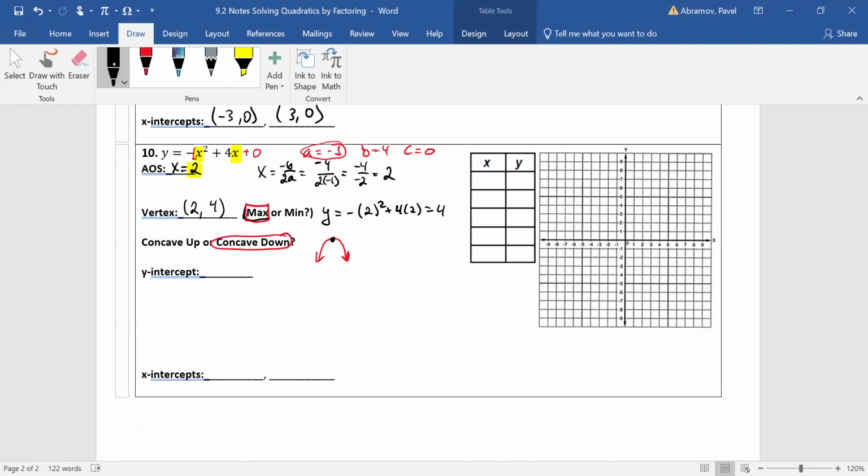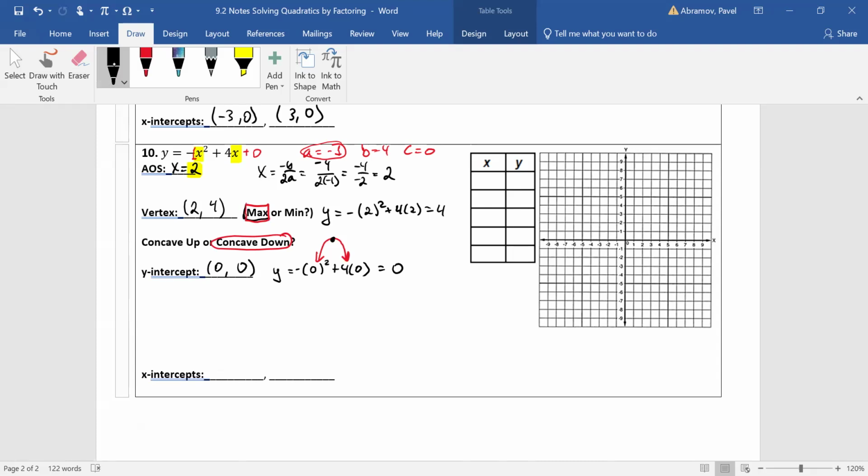Okay, y-intercept is done the same way. You substitute 0 for x to find your y. So we'll have negative of 0 squared plus 4 times 0. And in this case, everything will come out to be 0. So 0, 0 is your y-intercept.